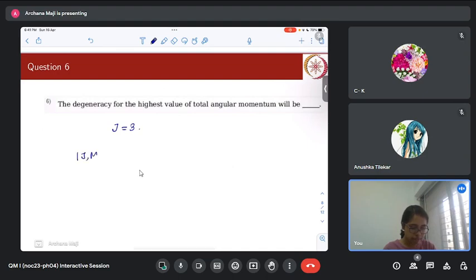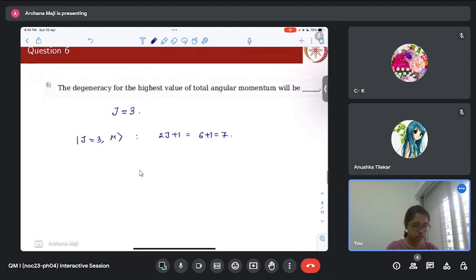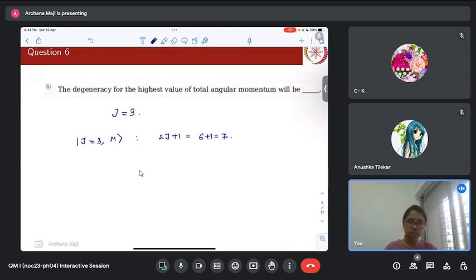So for J equal to 3, how many values can M take? M lies between minus 3 to 3 at the step of 1. Alright? So the degeneracy is 2J plus 1, which is 7. Clear? Is this clear?